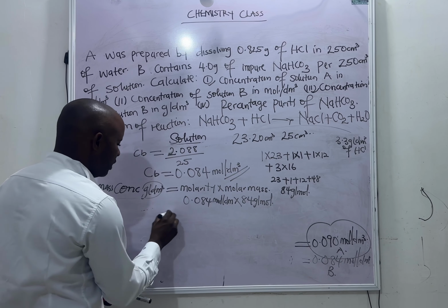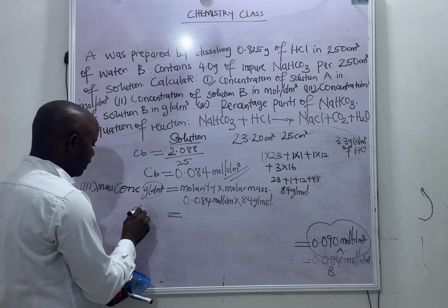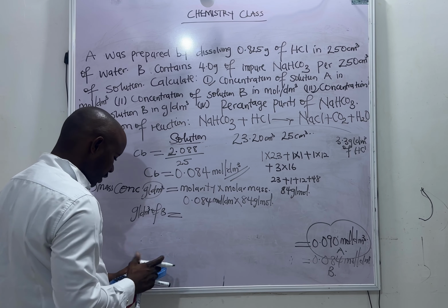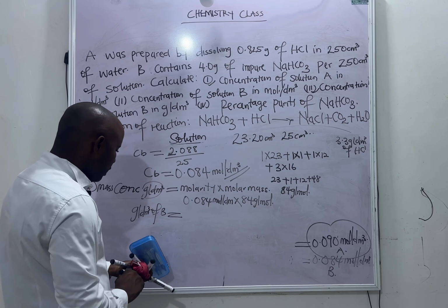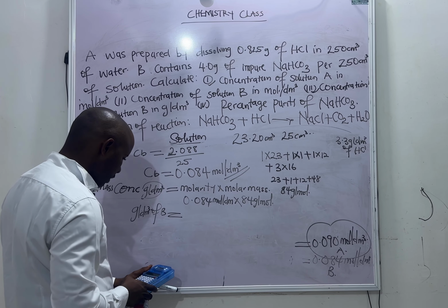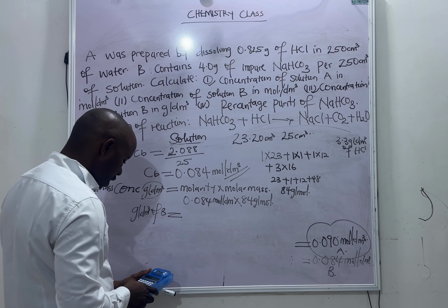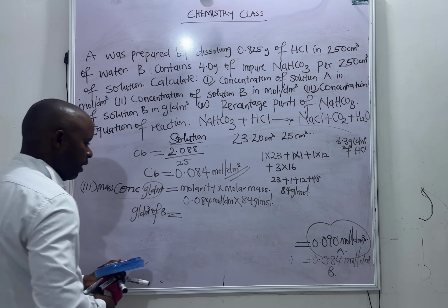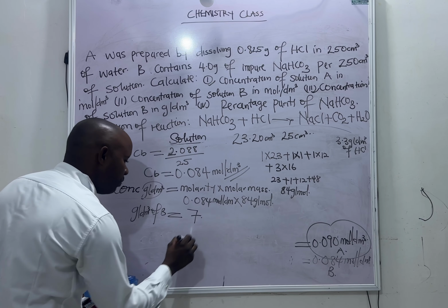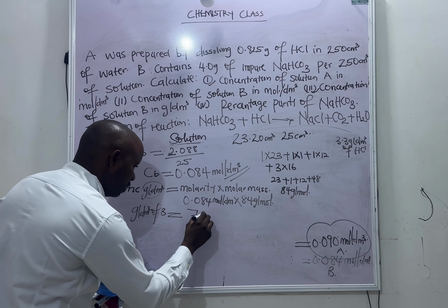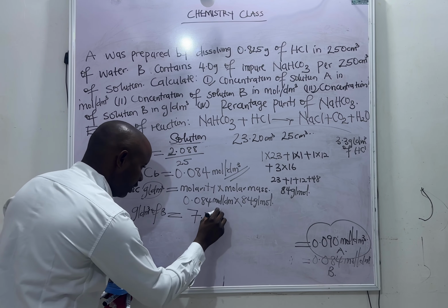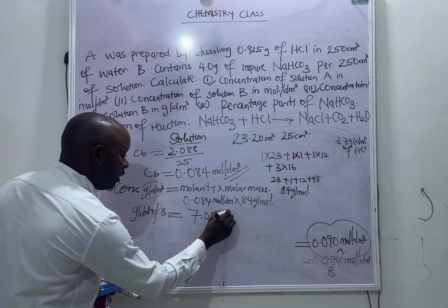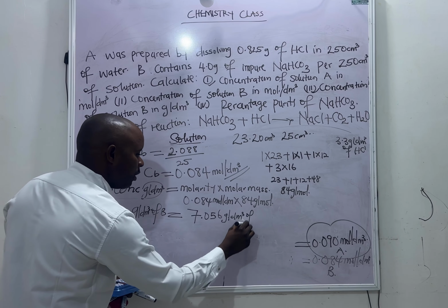So that is to say, the gram per dm cube of B will now be given as 0.084 times 84. We have the mass of this as 7.056 gram per dm cube of B.